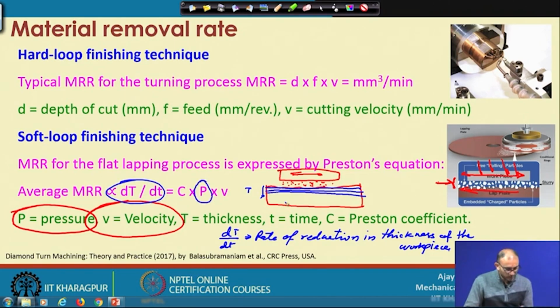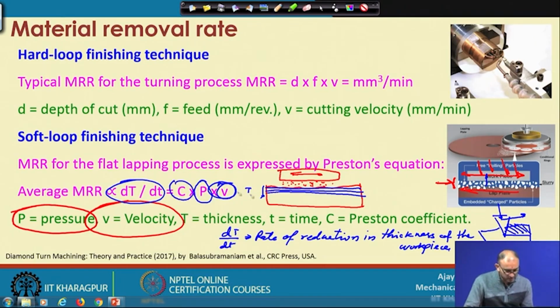So, pressure is more important because if you do not press, the particle will not indent into the surface, and velocity is required because after indentation of this particle, this is the particle, it is indented into the surface. So, this is the surface, and once it is indented by normal force, then it should translate in this direction. So, this much amount of material it can remove. That is why velocity is also important.